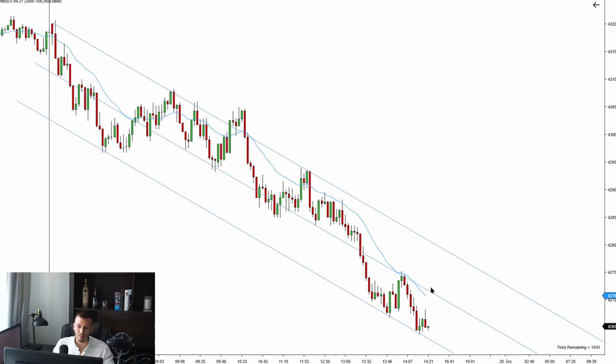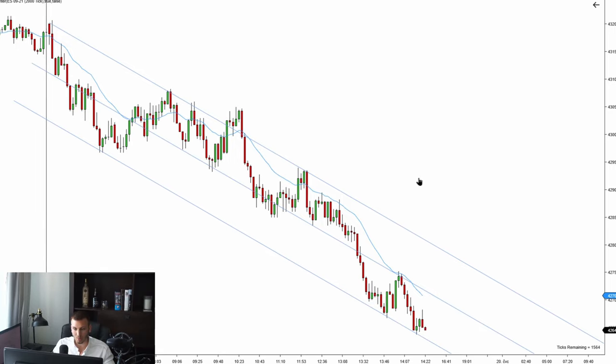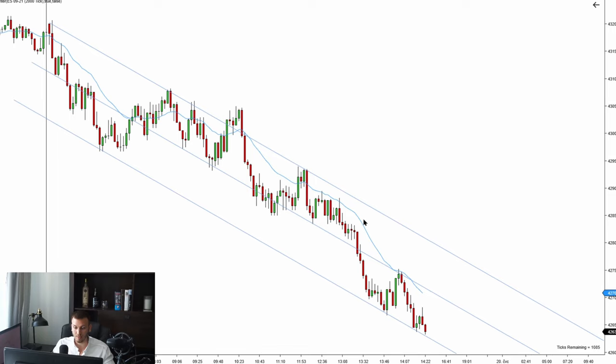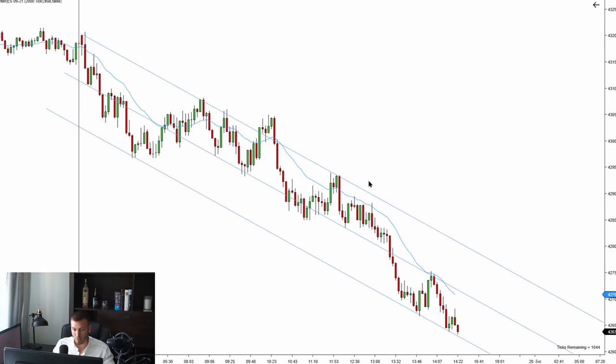And why am I looking for this channel right here? Well, because institutions don't trade randomly. The big players, the hedge funds, they have a specific reason why they place their trades, as any other trader. So there is always order, and there's always a pattern in the market, whether it's a trading range, trend channel, or something like this. This is why I found this channel, as I want to have high probability setups and spot them better.